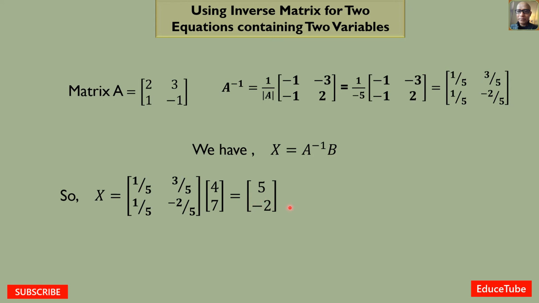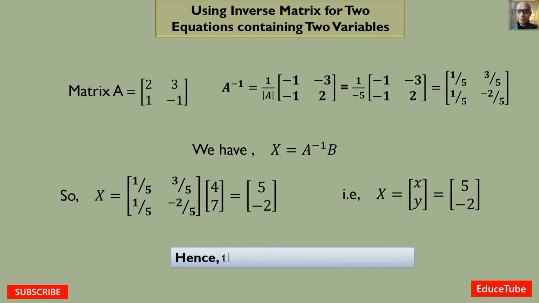So in clear format, we can write X equal to, so we will understand it well, because in X we want these two variables x and y. So x equal to 5, y equal to -2. And we got the solution of these two linear equations: x equal to 5 and y equal to -2.